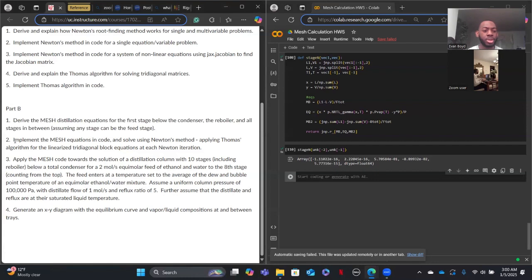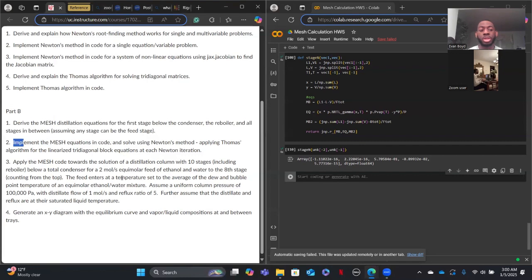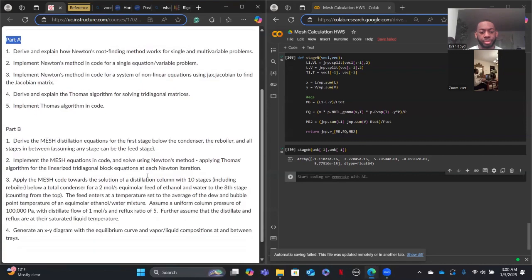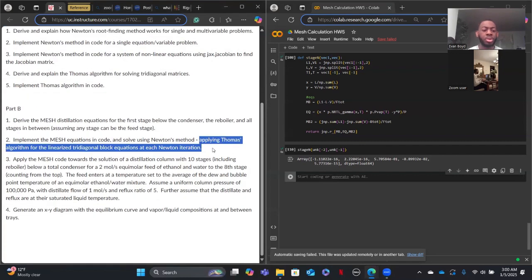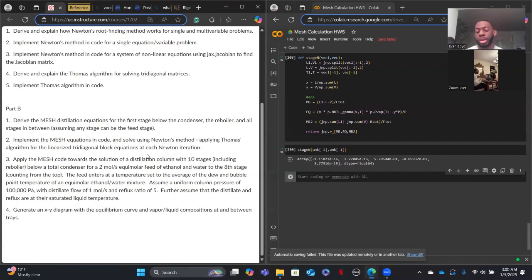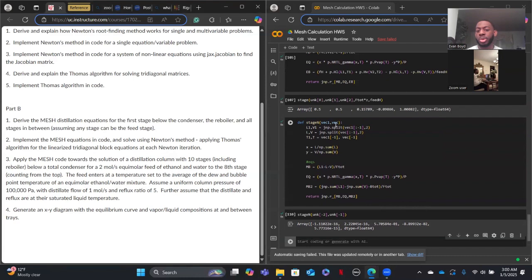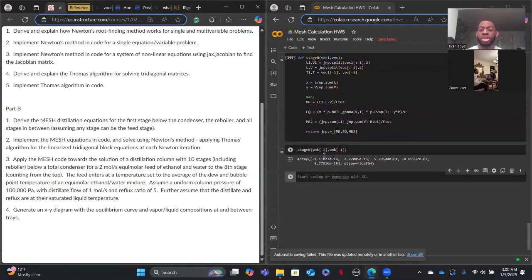Next, now that we have this marked off, we will get into implementing Newton's method, which we did up here in part A, and applying the Thomas algorithm for the linearized tridiagonal block equation. We use the variables that we have here for our guesses and work backwards to find our compositions at the end. Let's get into that next.